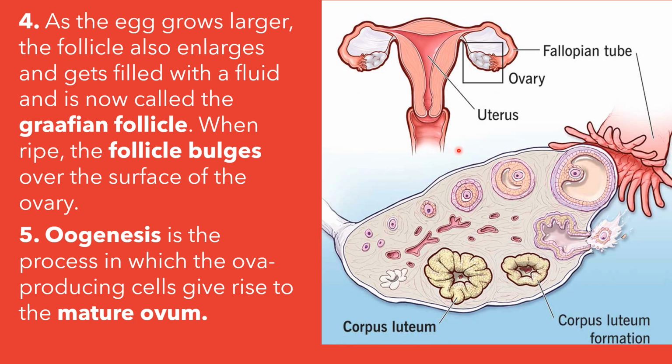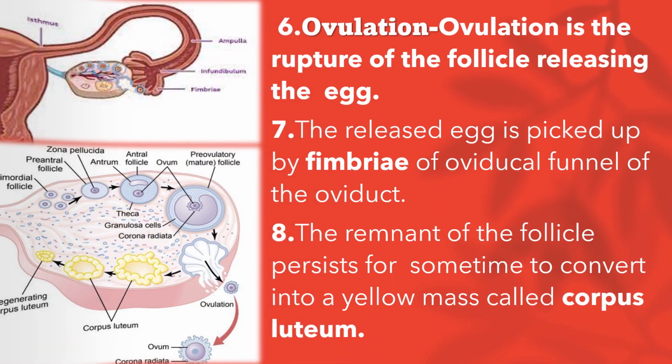Then what is oogenesis? Oogenesis is the process in which the ova producing cells, or egg cells, give rise to the mature ovum. Only one egg cell is converted into a mature ovum from each ovary.